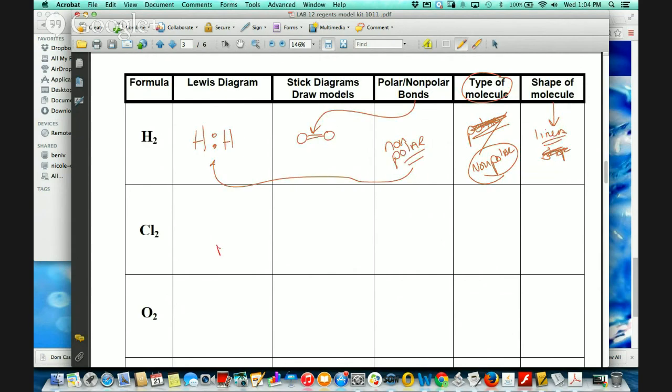Why do you need the models? You need the models to help you create the three-dimensional structures. Okay? Good luck. I'll be standing around if you have questions. Ready, set, go.